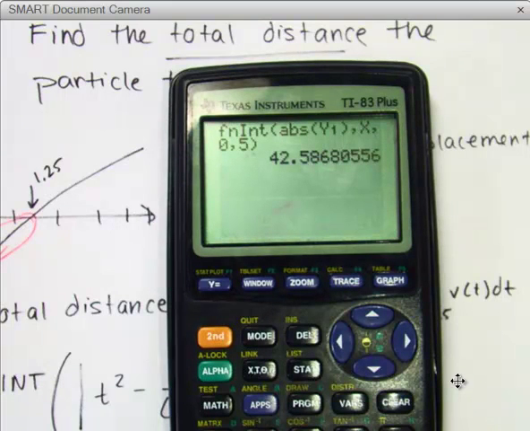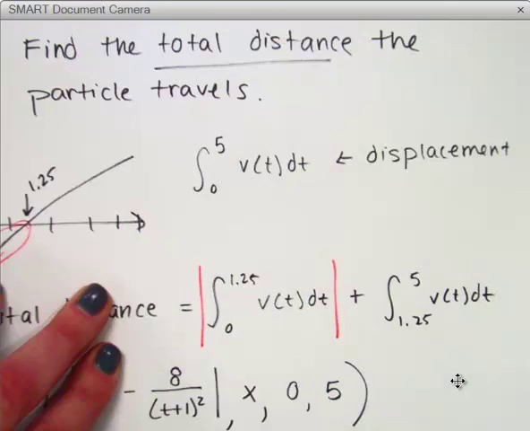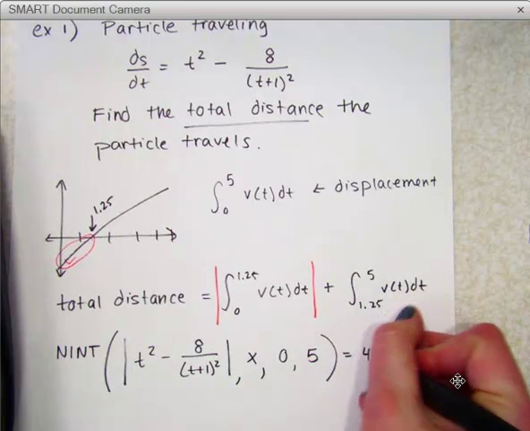And the answer that you should get is 42.587. I don't think we had a unit yesterday when we were talking about our particles, so the total distance will just be in units.